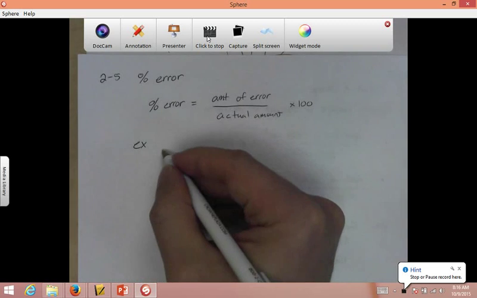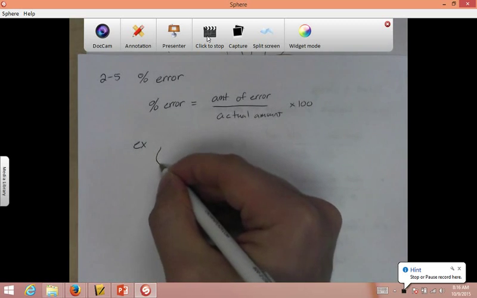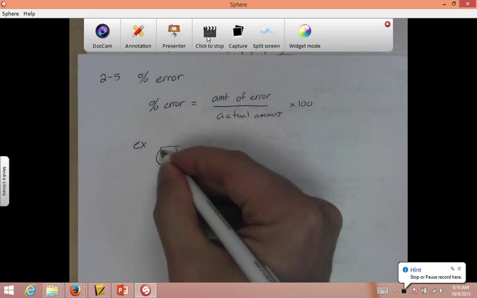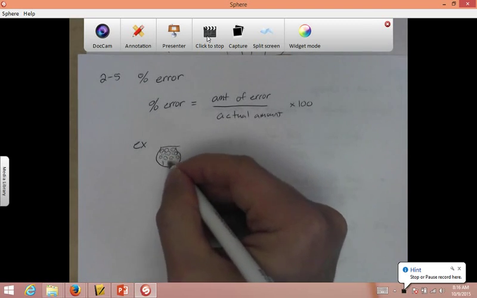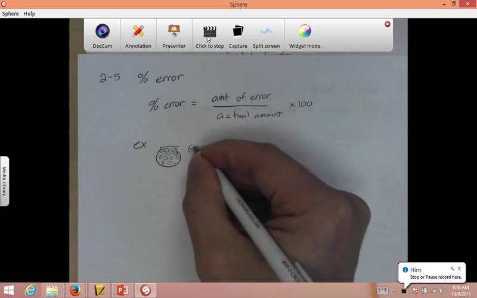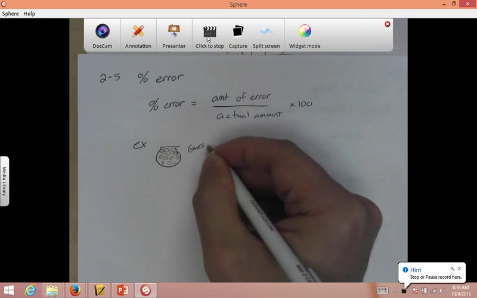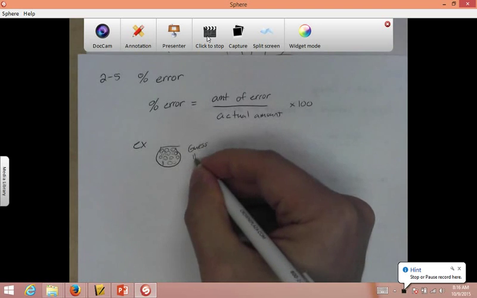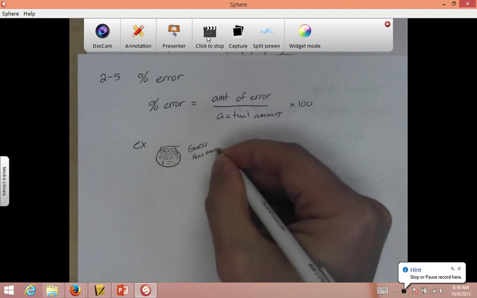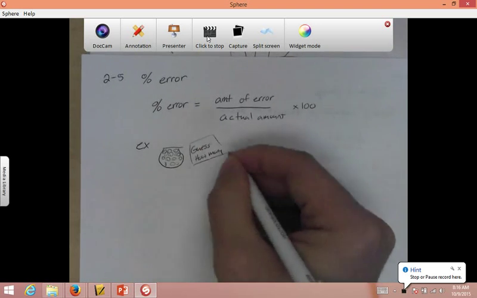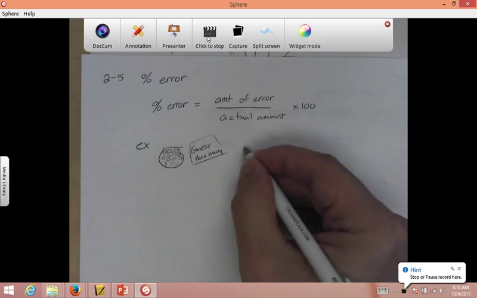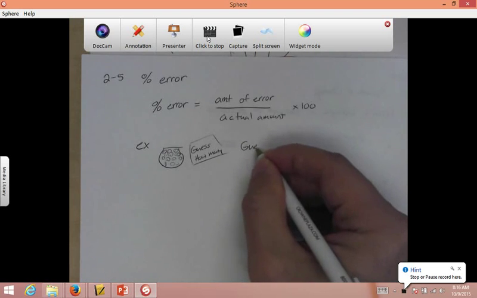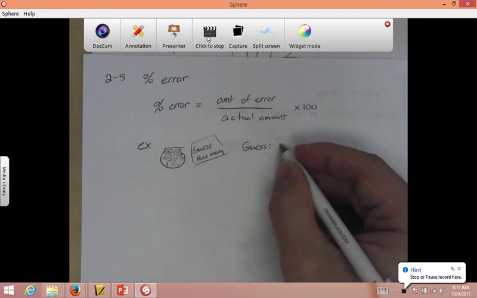have you ever seen those jars? Sometimes they have like jelly beans or something in them, and it says, you know, guess how many jelly beans. Oh, I love my teacher. I love that game. I won that game one time. It says, guess how many.